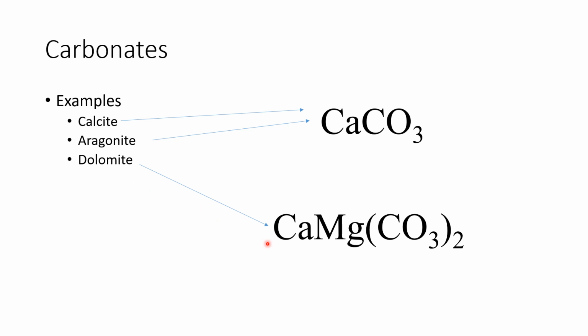And then dolomite is similar. Dolomite is also found in a lot of the rocks around here, where half of the calciums are replaced by a magnesium. So you have a calcium carbonate, magnesium carbonate. So basically 2 carbonates on it.